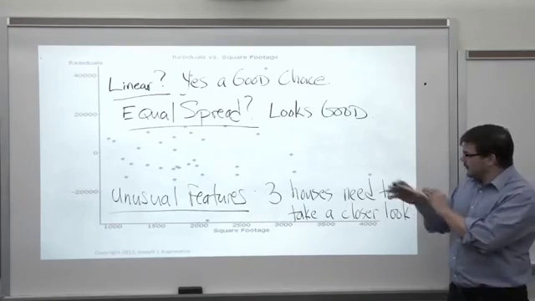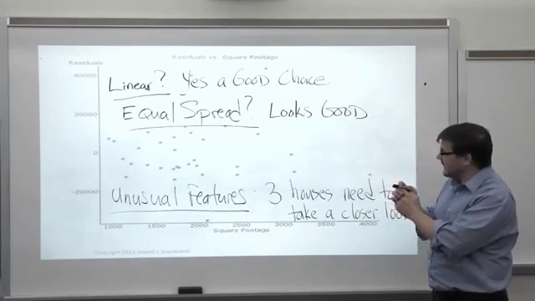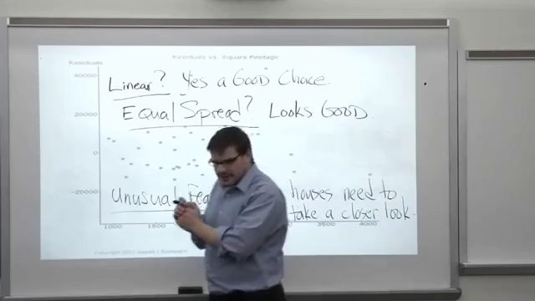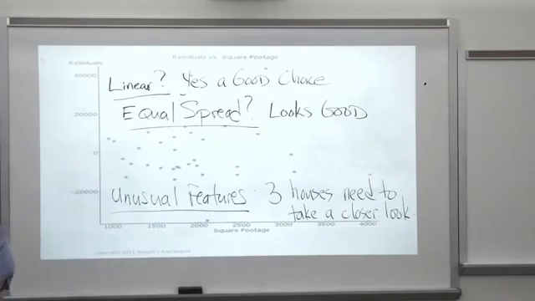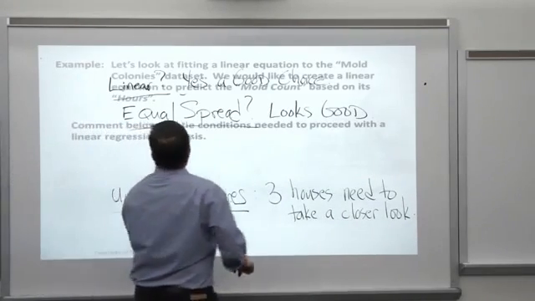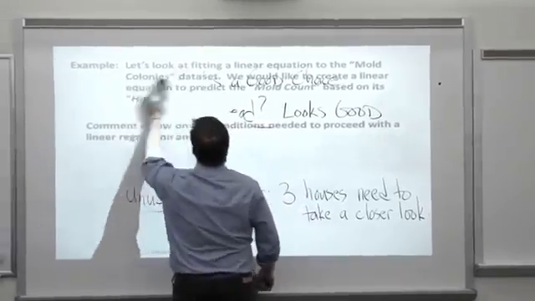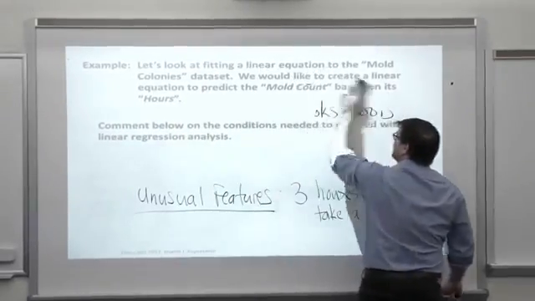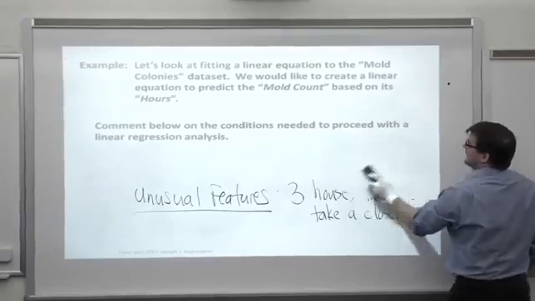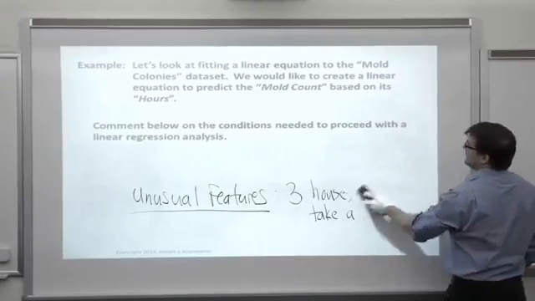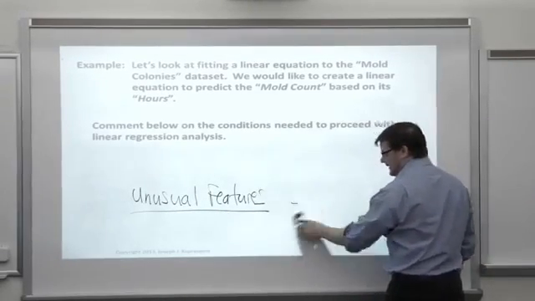All right. So we looked at the conditions on this neighborhood example. I think there's 2 more if you flip the page. So let me get this erased and take a look here. New example, let's look at fitting a linear regression equation to the mold colonies data set.